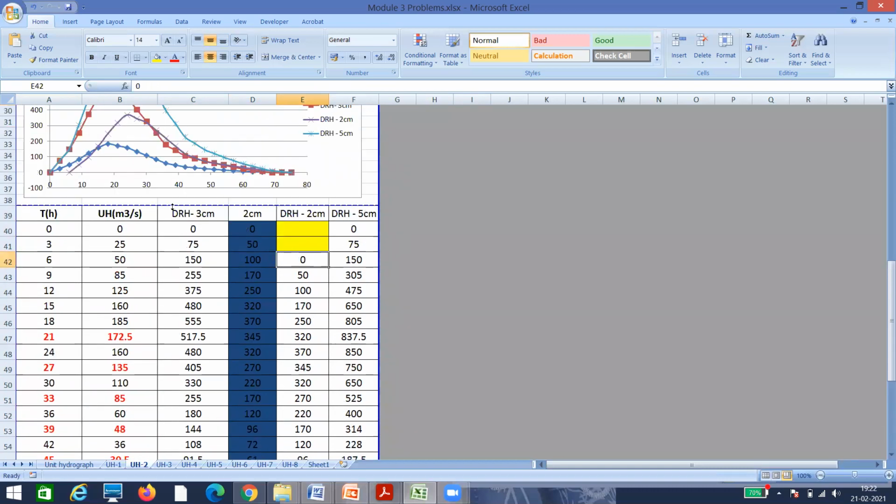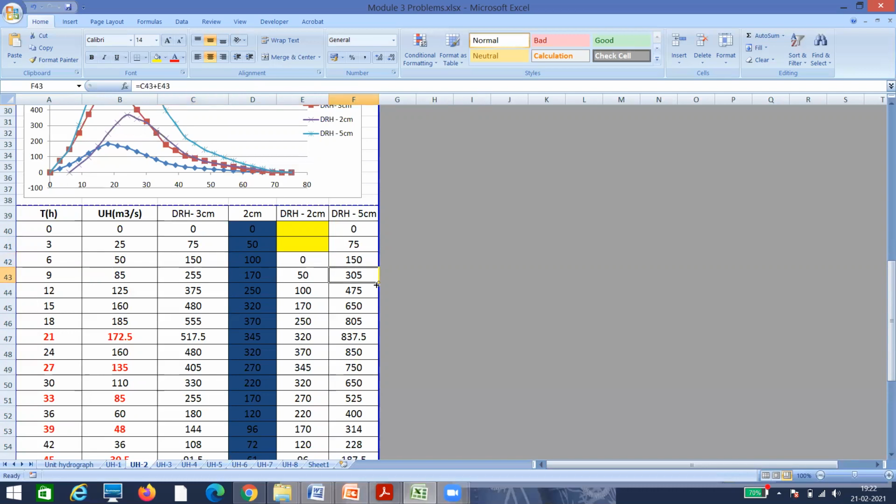And then all you have to do is add this value and this value. You'll be getting the final value. So here 0 plus 0 is equal to 0. 75 plus 0 is equal to 75. 150 plus 0 is equal to 150. 255 plus 50 is equal to 305.